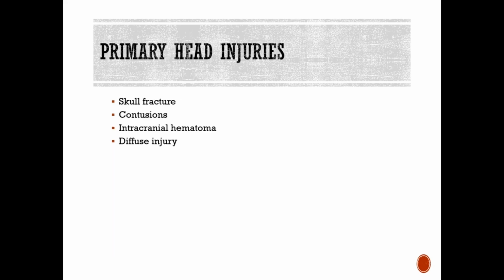And so with primary head injuries, these are injuries that occur at the time of physical trauma. These primary head injuries include skull fractures, contusions, intracranial hematomas, and then diffuse injuries. And I'm going to talk about some of these in more detail in the next few slides.